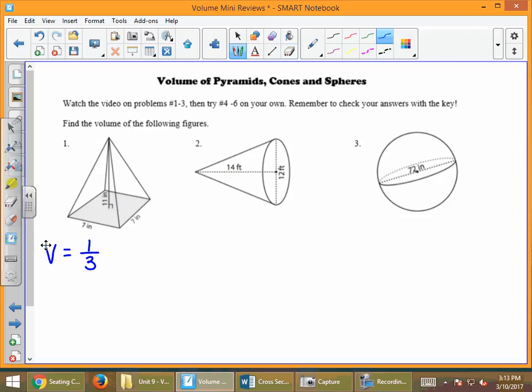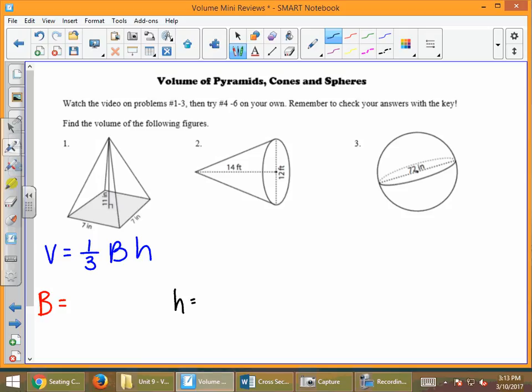It's one third, area of the base times the height. So look on your formula sheet, find pyramid, write it down. Just like the other ones, we have to find those missing pieces, or two missing pieces. We're going to find the area of the base, and we're going to find the height.